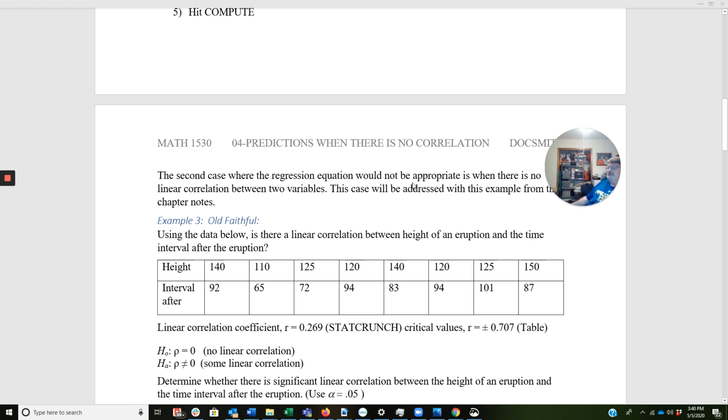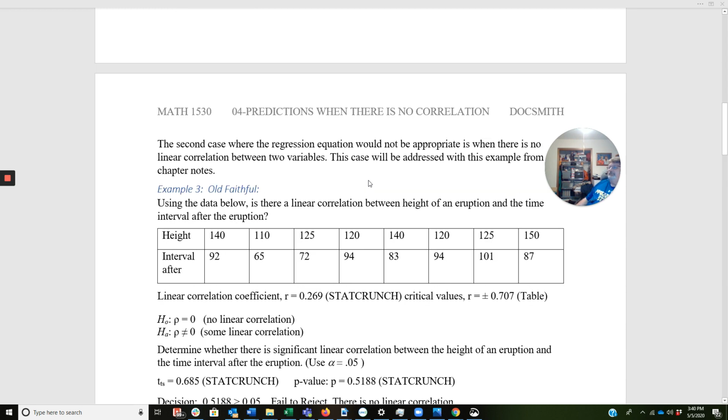So this is Old Faithful, which supposedly erupts every hour, but actually it doesn't. So they collected some data, and this is in seconds and this is in feet. They wanted to see if the height of the eruption had anything to do with the number of seconds in between eruptions, the elapsed time between each eruption. So the interval after each eruption is in seconds, and each height is in feet.